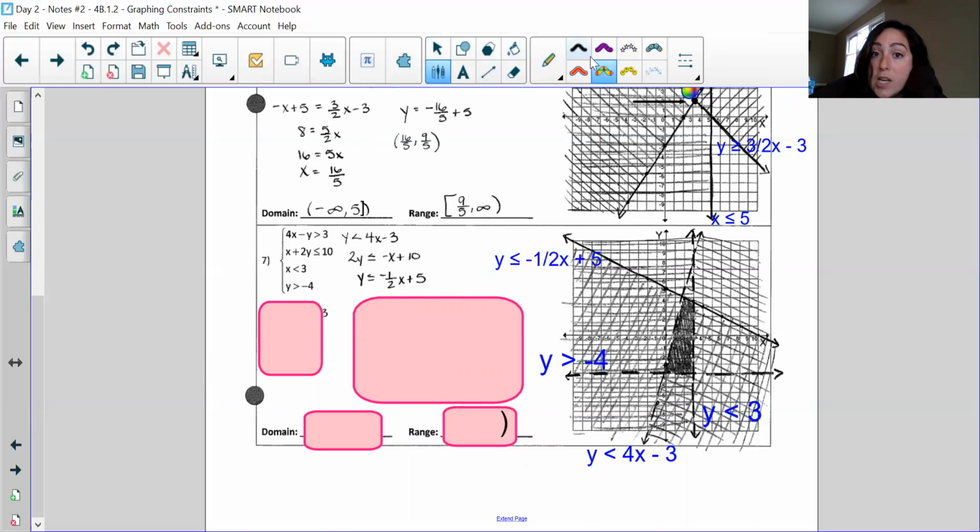So our solution ends up being this region right here, where everything is above y equals negative 4, to the left of x equals 3, below y is less than or equal to negative 1/2 x plus 5, and below y is less than 4x minus 3.